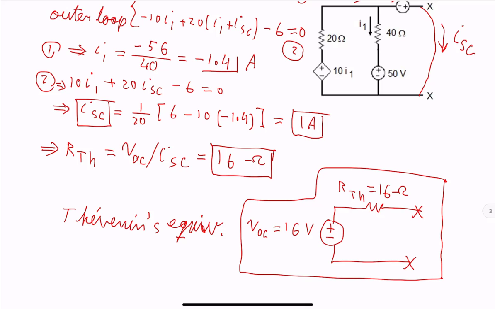If you had a load or another network B that was connected to this, we can put it back and use the simplified circuit. The third possible case for Thevenin's equivalent is having only dependent sources and resistors, and that will be the subject of the next video. Please watch that.